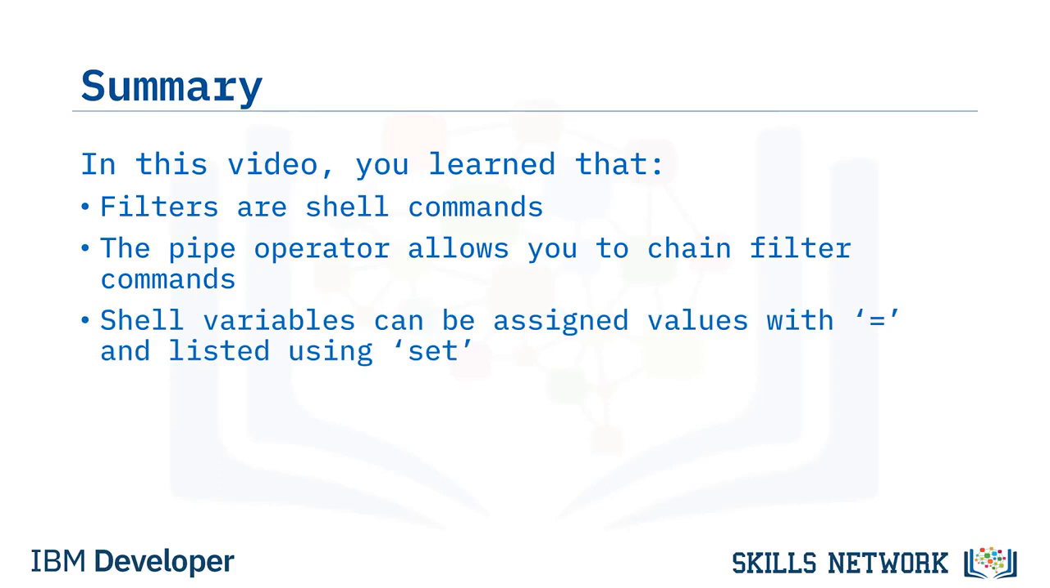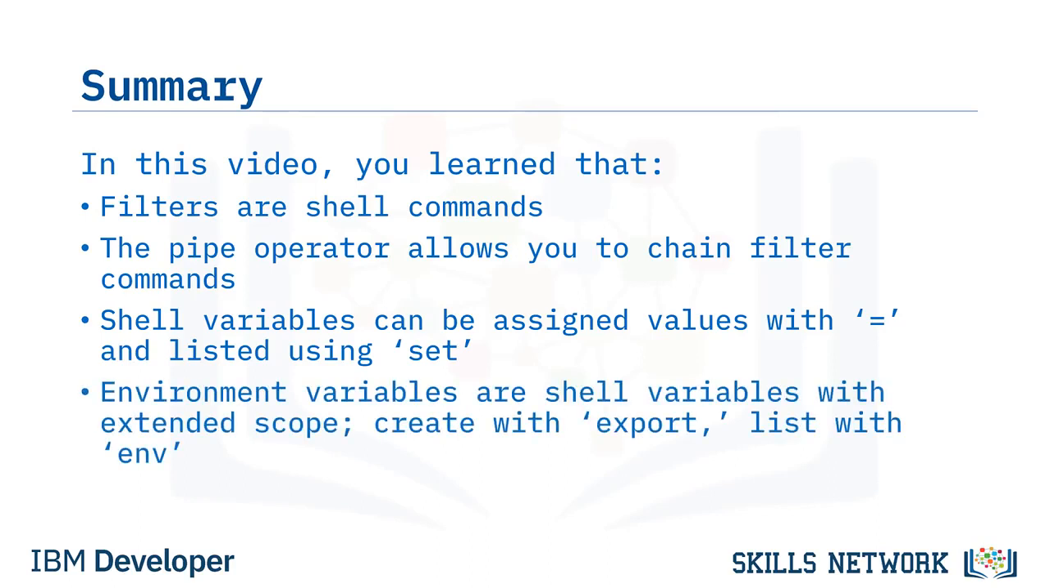Shell variables can be assigned values with a simple equal sign and listed using the set command. And environment variables are shell variables with scope extended to all child processes of the shell. They are created using the export command and listed using the env command.